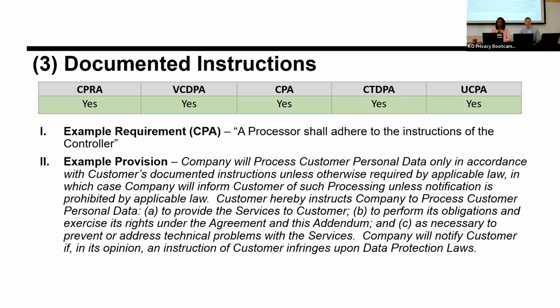Documented instructions. Basically, we will adhere to the instructions of the controller. What does that mean? Written instructions generally, but how far does that go? Is it written instructions of the contract, or by email? They have to put a specific notice in here. You want to confine this to your expectations of what could be an instruction. I put a sample in here for you.